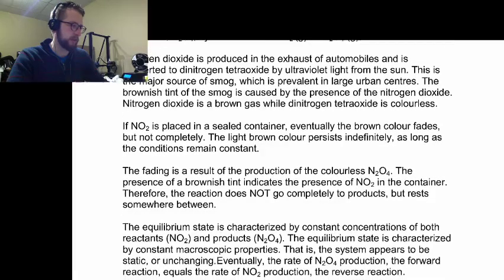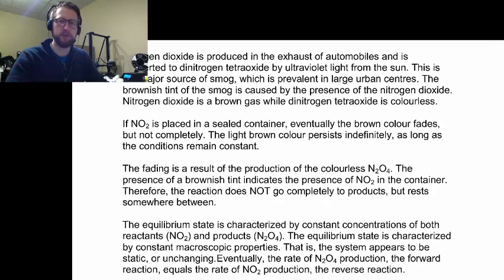If nitrogen dioxide is placed in a sealed container, eventually the brown color fades, but not completely. So I will look up an example of that. You can watch a video of it on your own time. Let me cue that up.